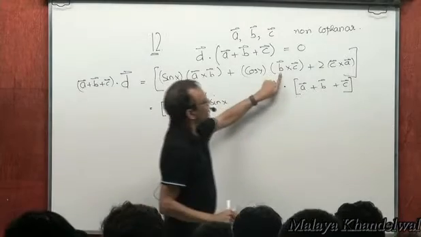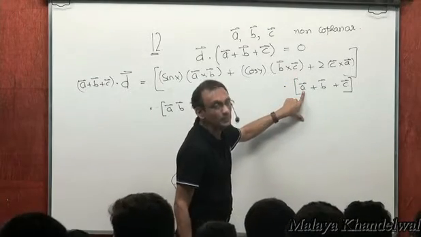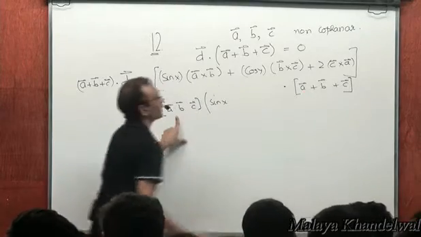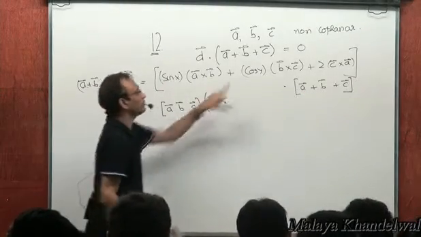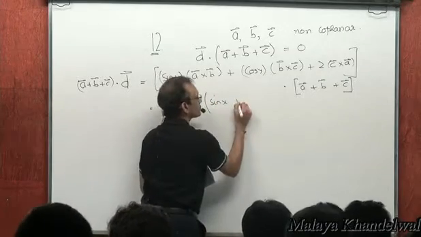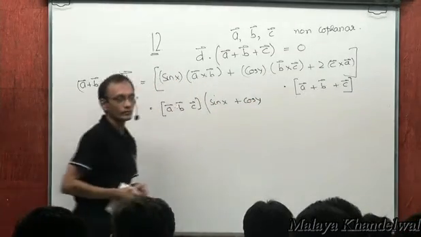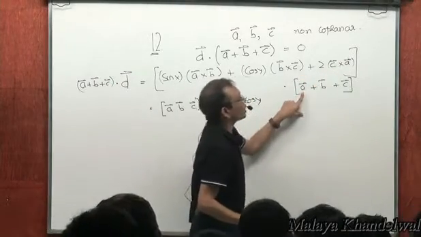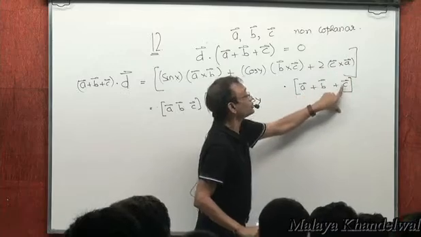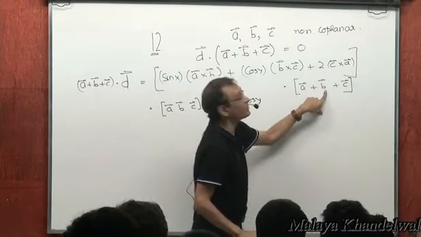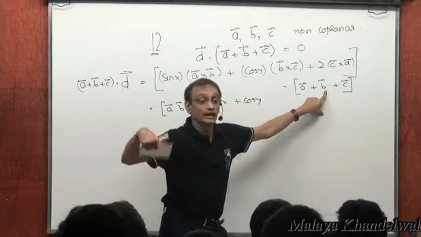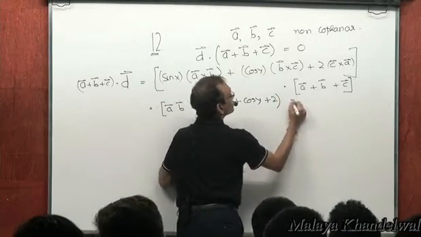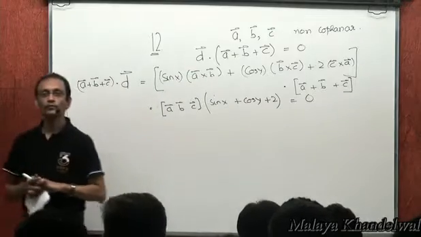Now, B cross C dot A would be BCA, which is the same as ABC, taken out of the bracket, right? Plus cos y. Twice. Now C cross A dot A is 0, C cross A dot C is 0, C cross A dot B would be CAB, which is the same as ABC taken out, plus 2, is 0. Yes or no?